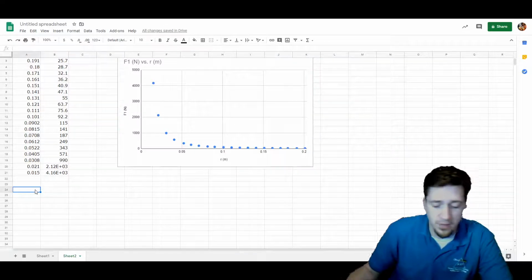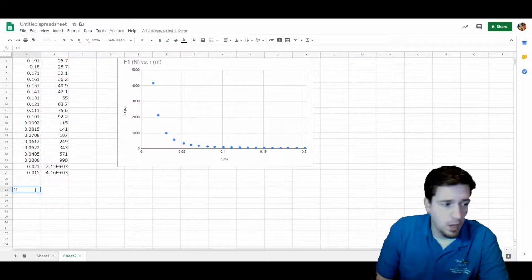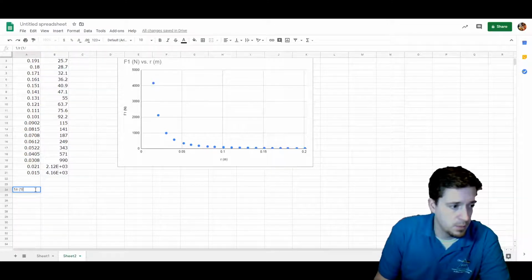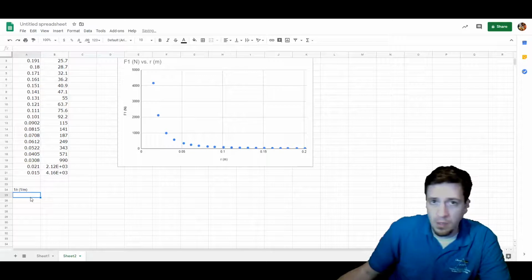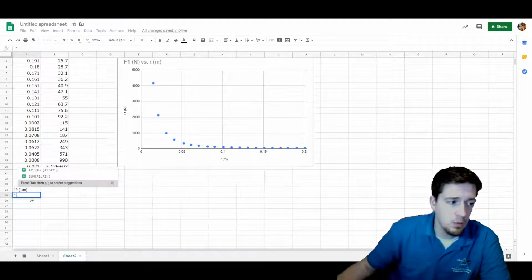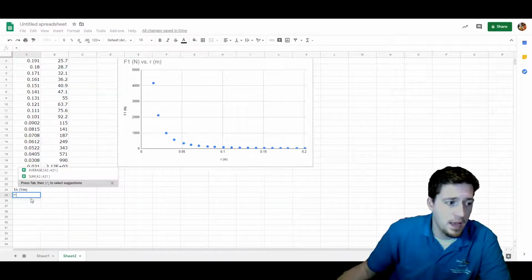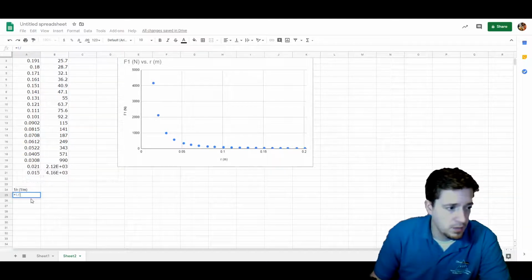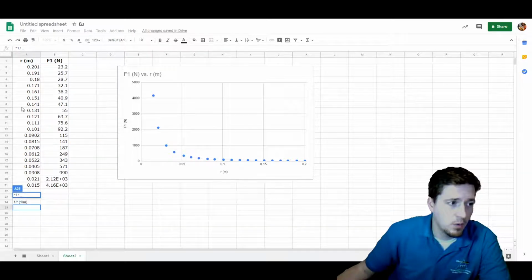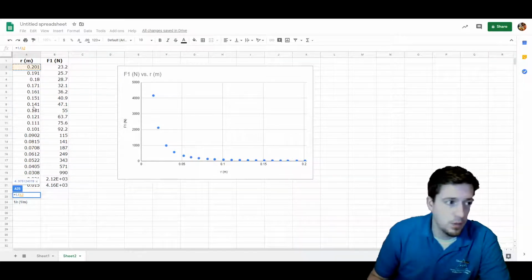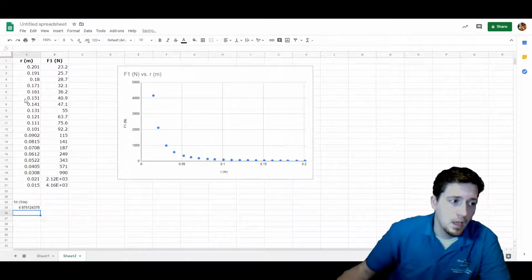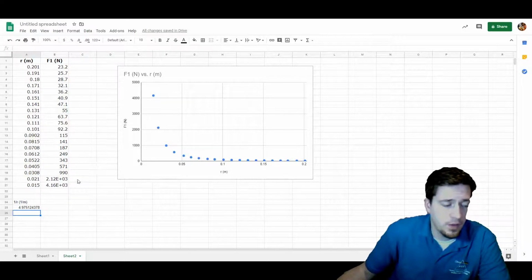values. So instead of having R, this will now be 1 over R, which means my units will be 1 over meters. So what I'm going to do here, remember the little trick, is I'm going to first hit equals, okay? And then I'm going to do 1 divided by, and I'm going to select that first R value I have, and then I'm going to hit enter. And what that's going to do is take my first R value and invert it.